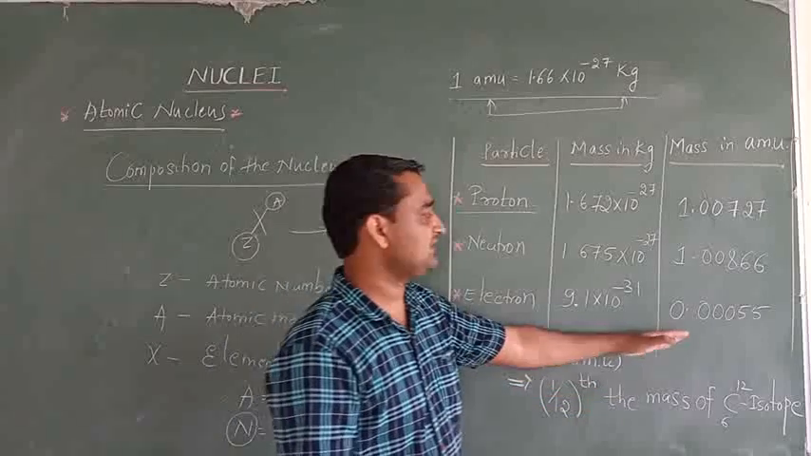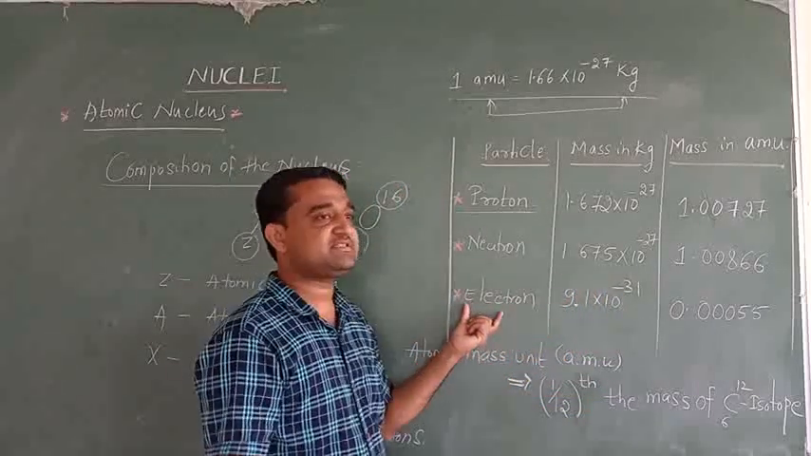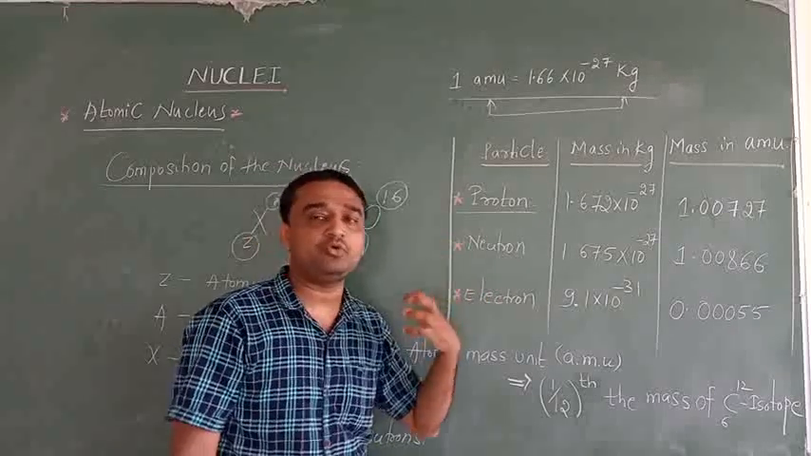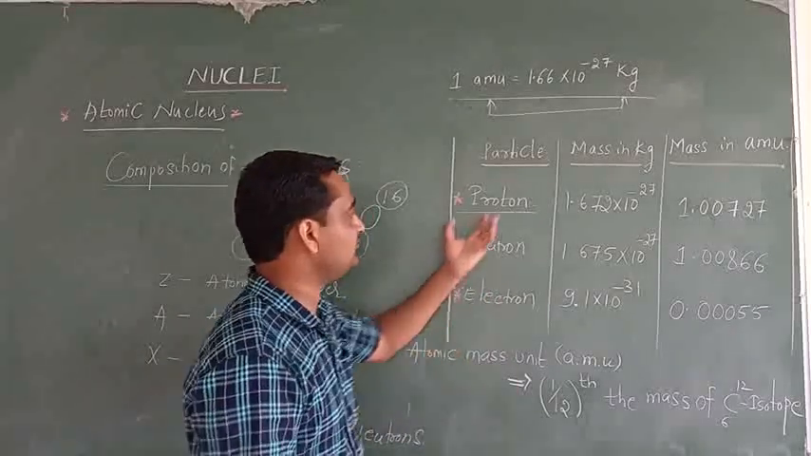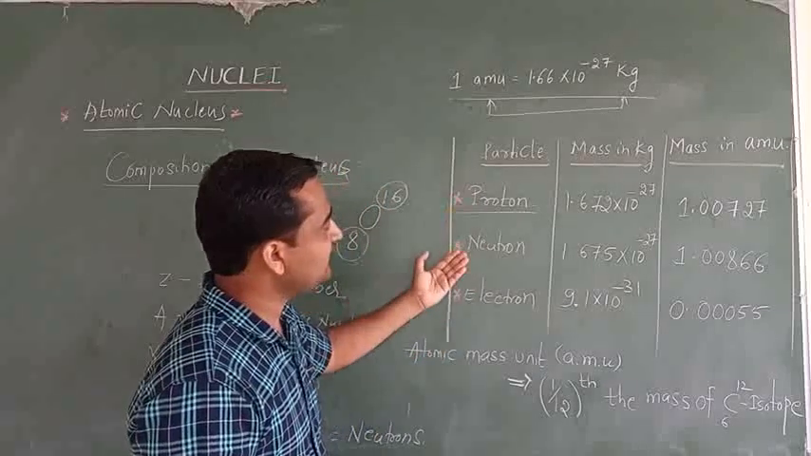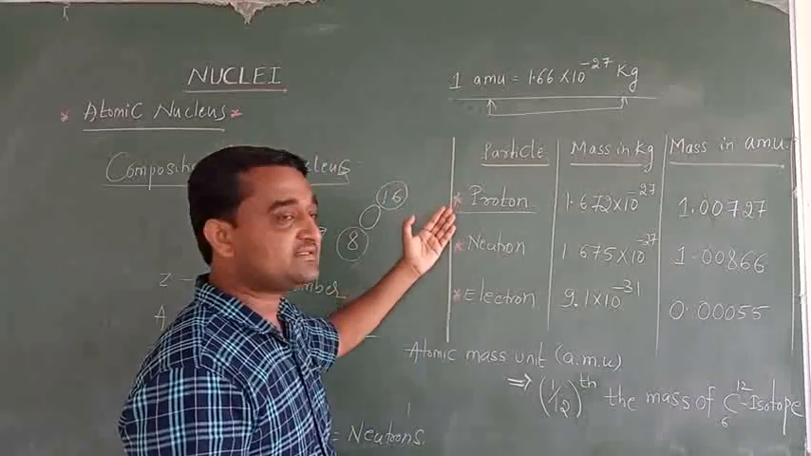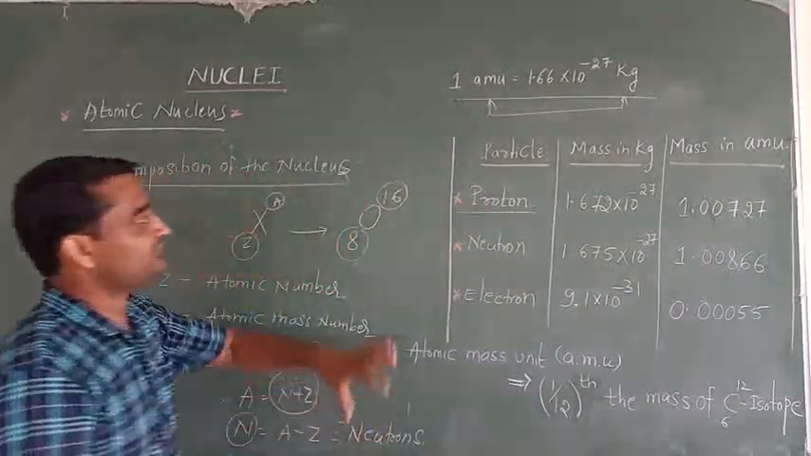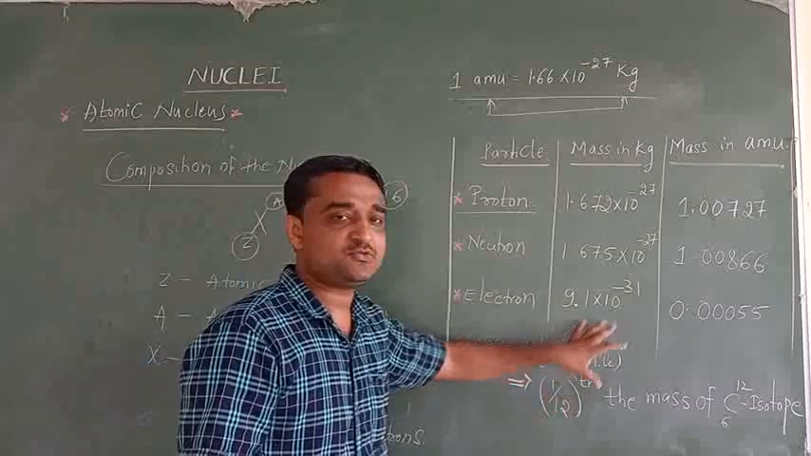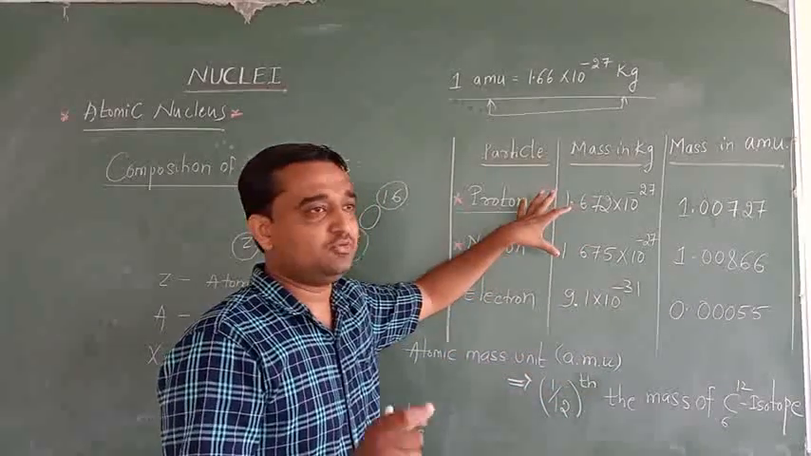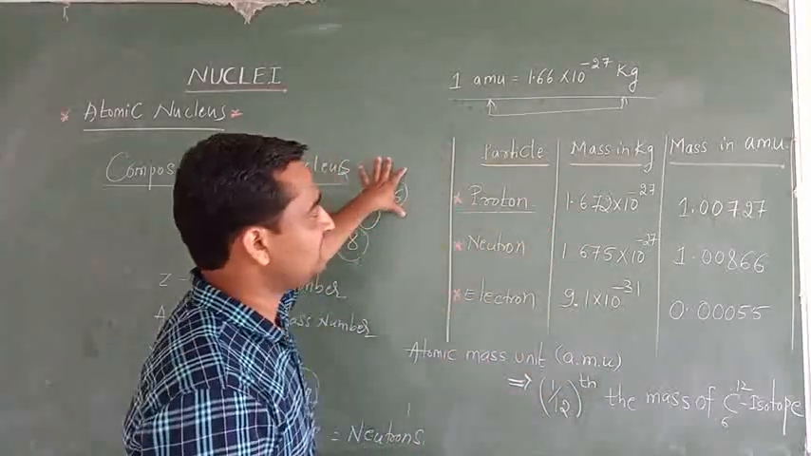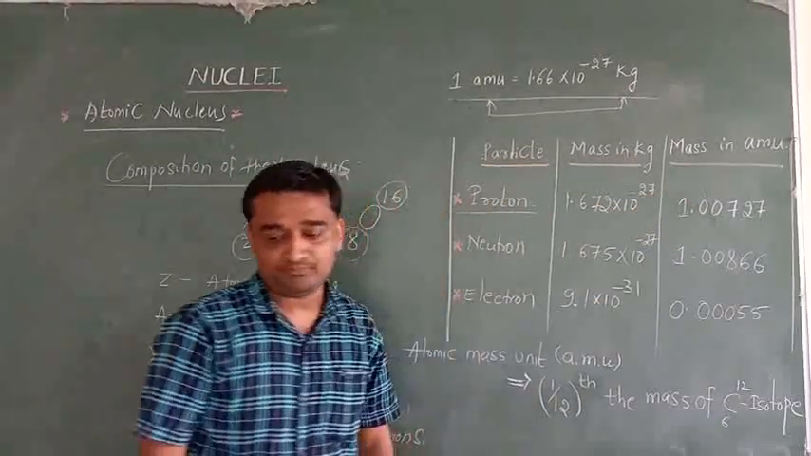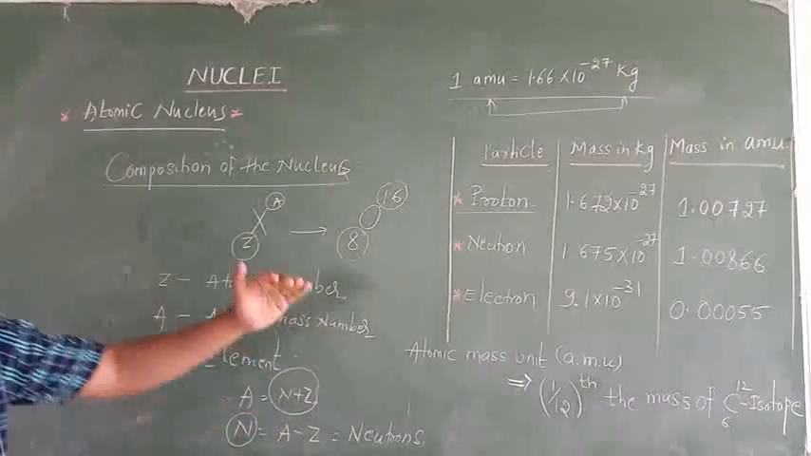0.00055, which is less than that of the proton and neutron. The electron is much lighter as compared to the proton and neutron, and the mass of the proton is nearly equal to the mass of the neutron. So this table is very important for solving numericals. While solving numericals based on this chapter, we are going to use these masses in terms of AMU. This is about the masses.